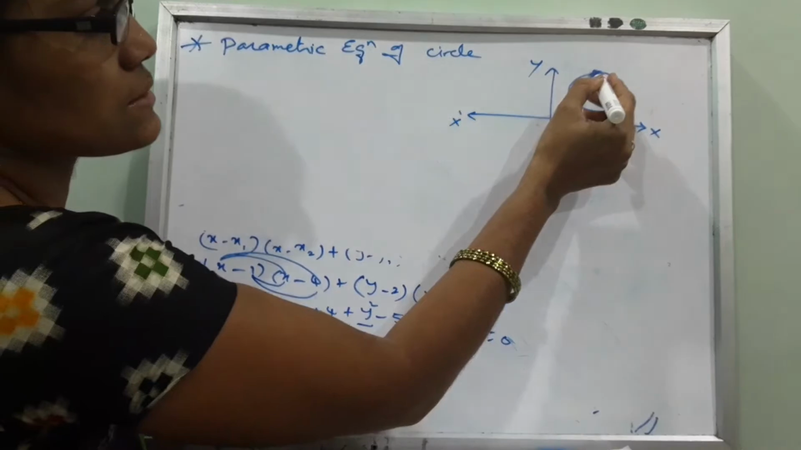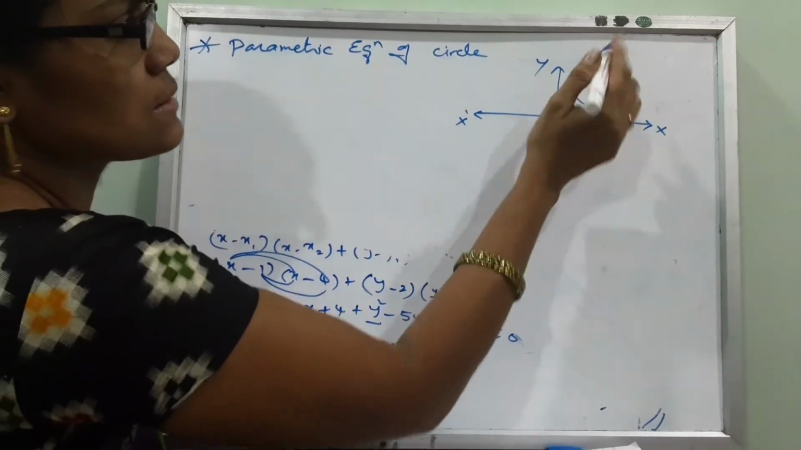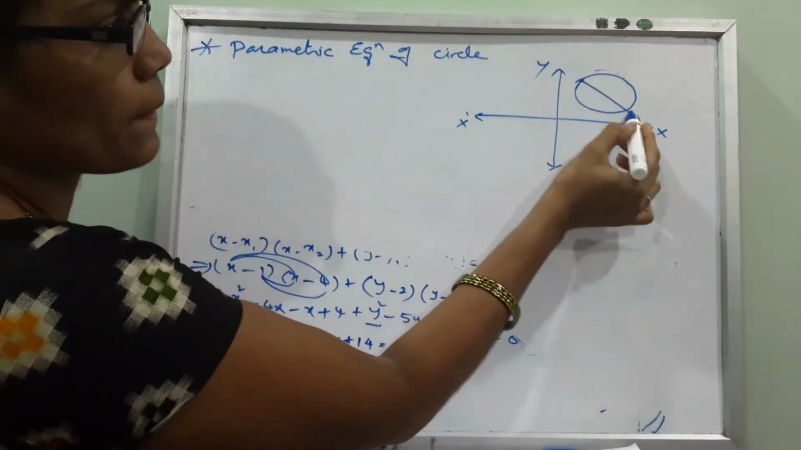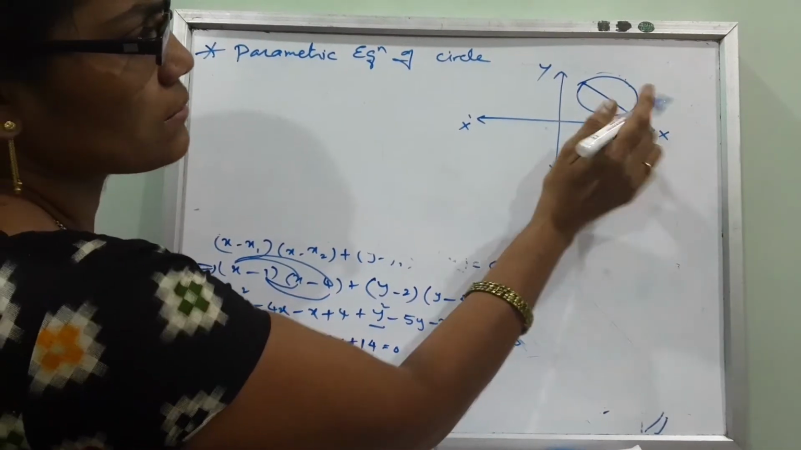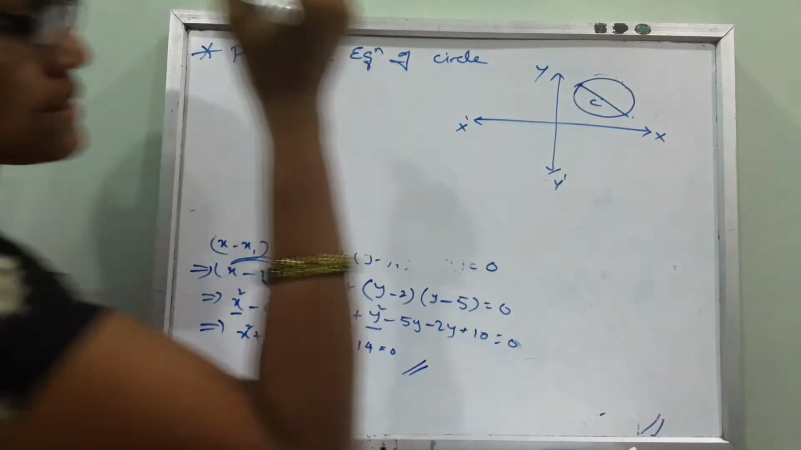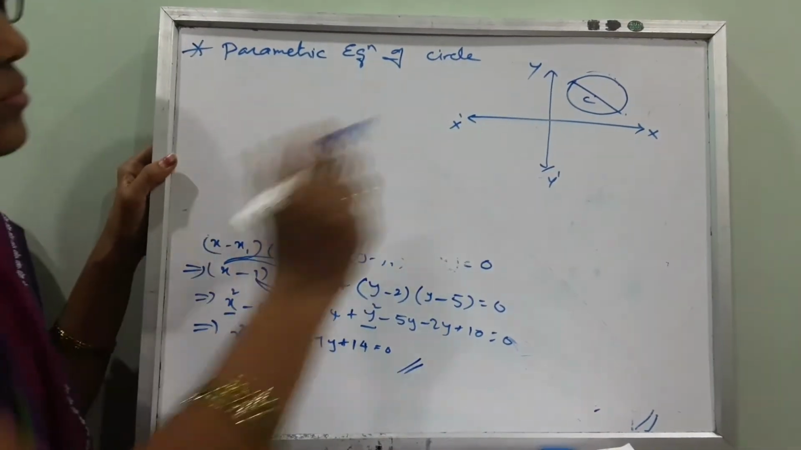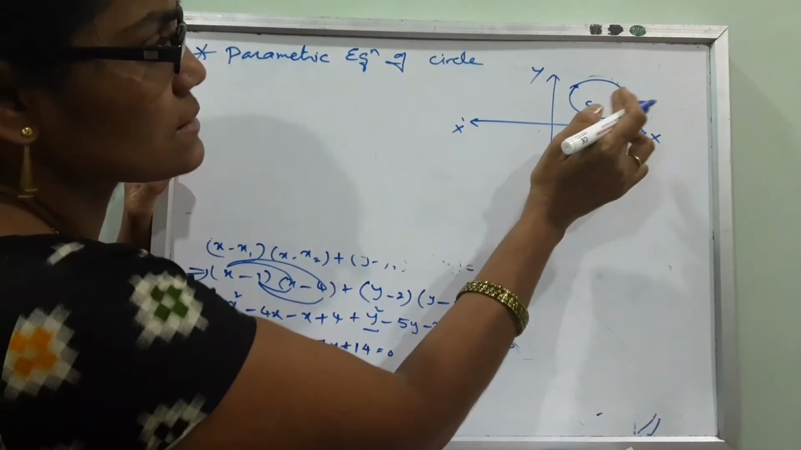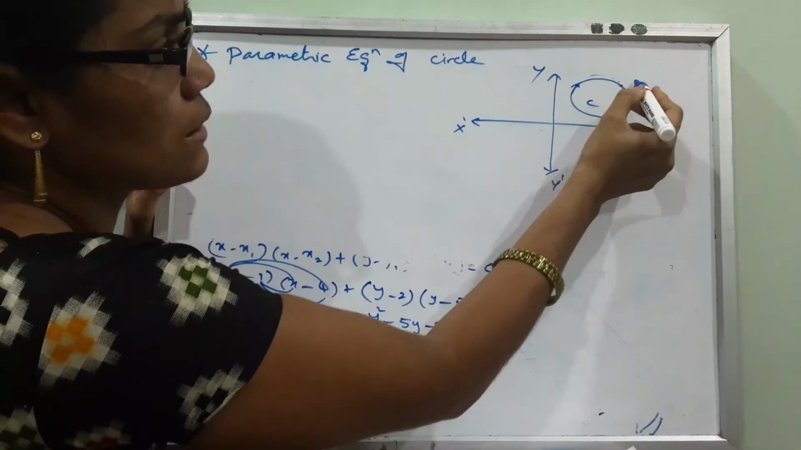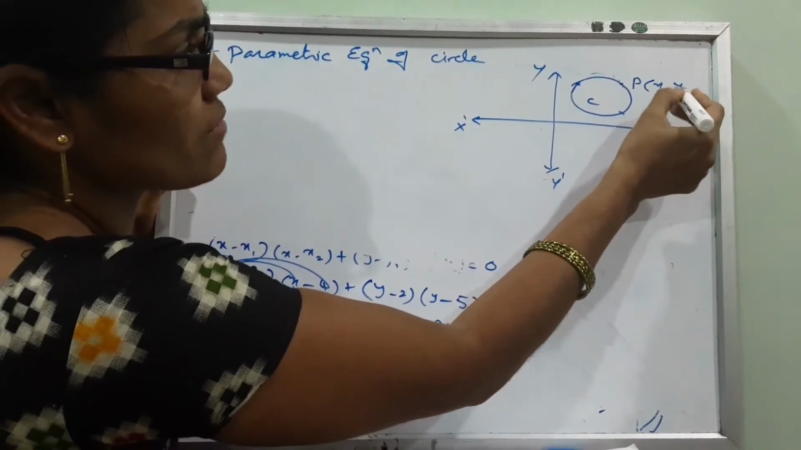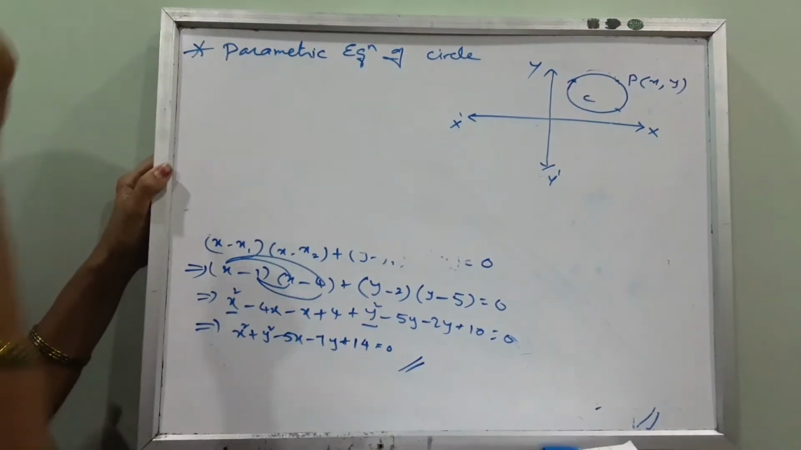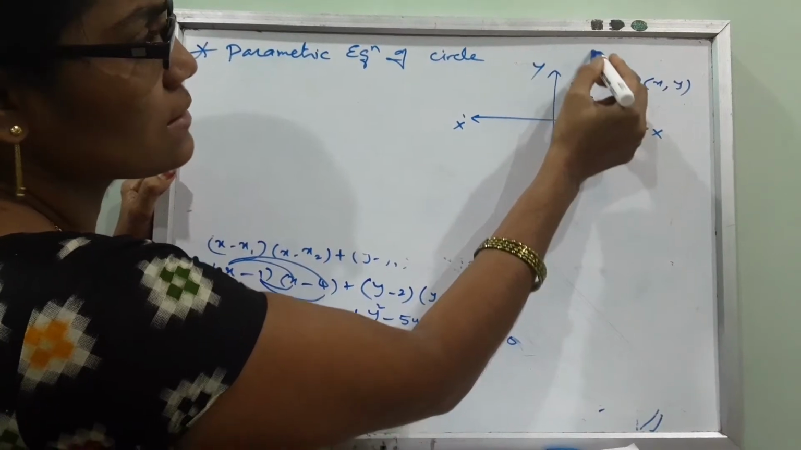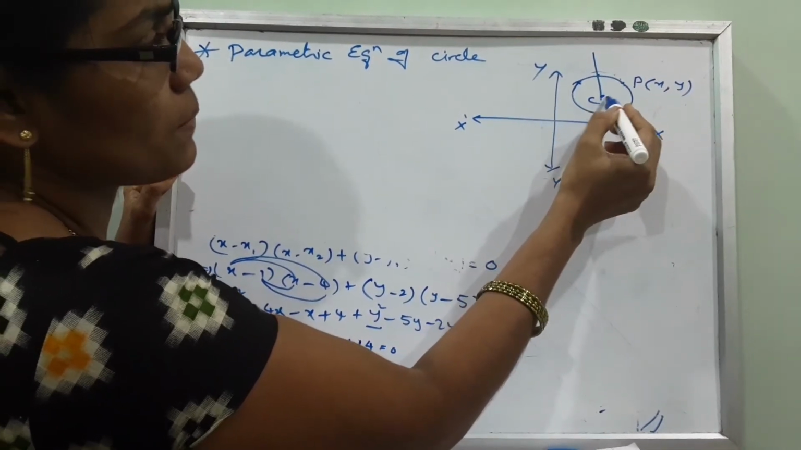This is a circle in a given plane. The diameter, center C. C is the center of the circle. Also let P(x, y) be any point on the circle.